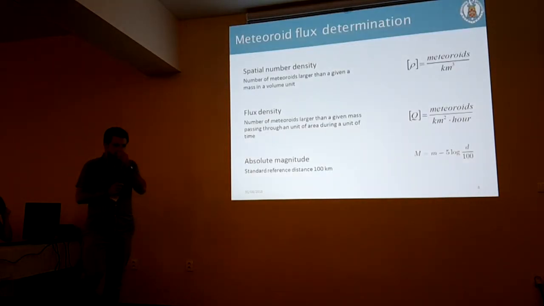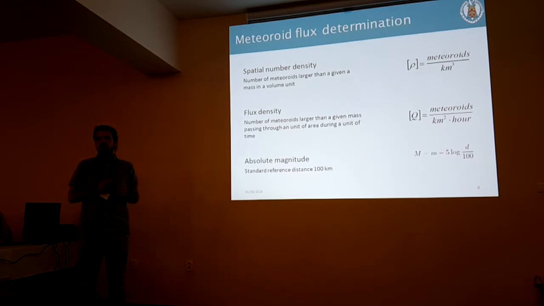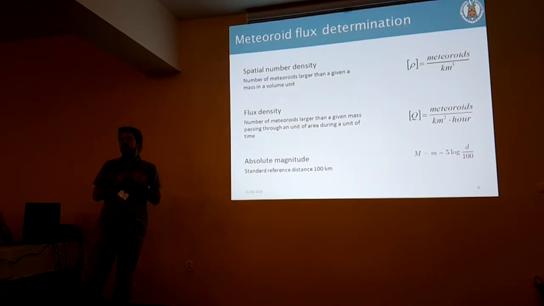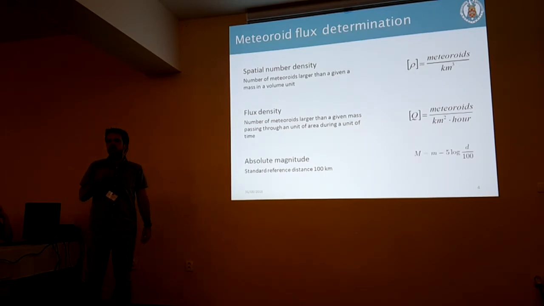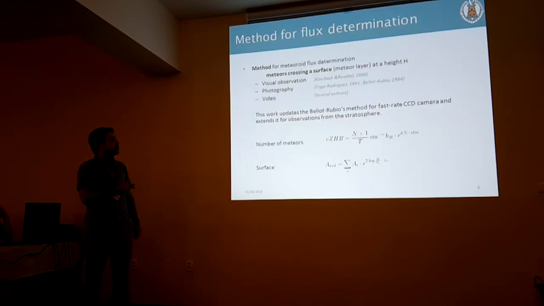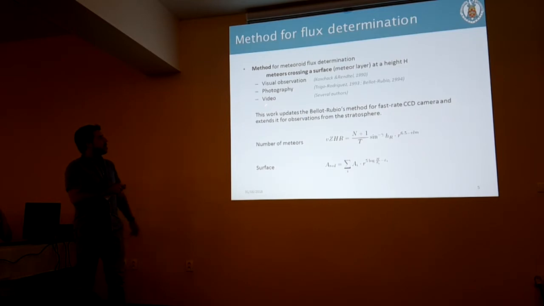The idea of observing meteors from a balloon-borne platform is, for us, to do flux determination of meteoroids in order to understand how the interplanetary matter is distributed within the solar system. These are the definitions that more or less we use, but you will see that when I talk about flux density, at the end I always use flux and forget the density, but I try to stick to these standards. The method is something quite old.